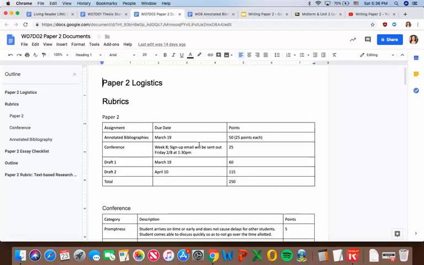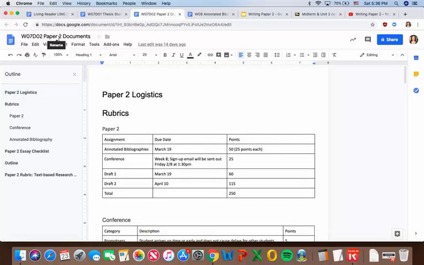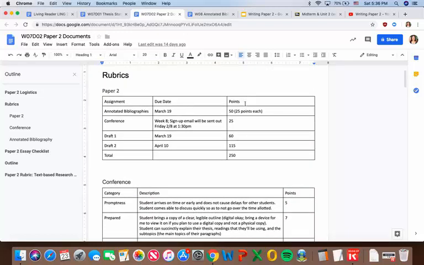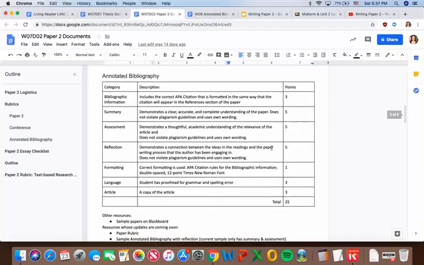this presentation. And I want to show you that if you initially open paper 2 documents, you're going to have to scroll down at first, and you'll see this first part is all the points for paper 2. So the total is 250 points, but there's a whole bunch of different components that make up that 250 points. The first part you want to look at up here is that annotated bibliographies due March 19th are worth 50 points, 25 points each. How do you get those 25 points per annotated bibliography? You scroll to the second page and you see that you need all of these different parts: the bibliographic information, the summary, the assessment, the reflection, the formatting. You also need to look out for language, and then you also need to include a copy of the article.